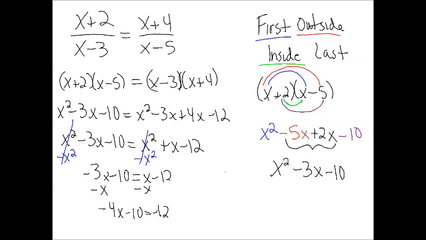Add 10. Move over. Negative 4x is equal to negative 2. Divide by negative 4, and I get a fraction, and not a really bad fraction considering I made this up off the top of my head.